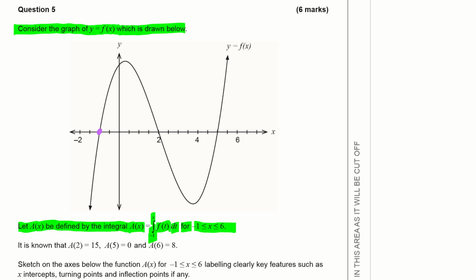It is known that A of 2 is 15, and that tells me the area under this arc of the curve is 15. We also know that A of 5 is 0, which means the area in this loop must also be 15. Because it's below the axis, it would come out on an integral as -15, and that's why we get to 0 at 5, because we get 15 take away 15. And then A of 6 is 8, so there'll be a part of the curve here, and the area in here would be 8.